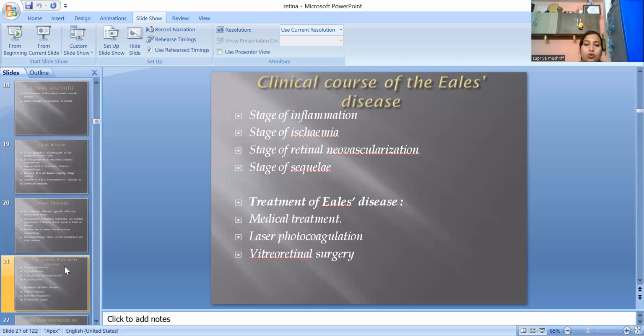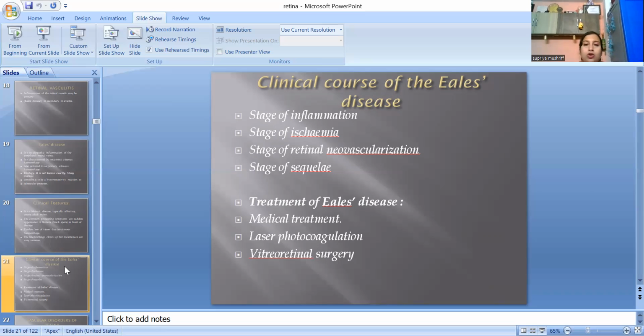Now, the clinical course of Eales disease can come into a theory question. So, to start with, there are four stages of Eales disease. The first stage is the stage of inflammation. The second stage is the stage of ischemia. The third stage is the stage of retinal neovascularization. And the fourth stage is the stage of sequelae.